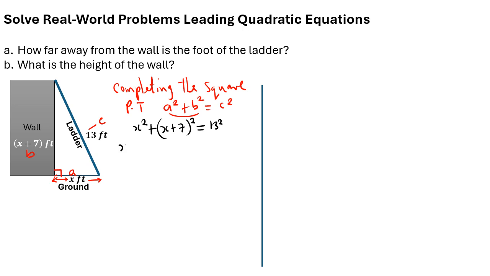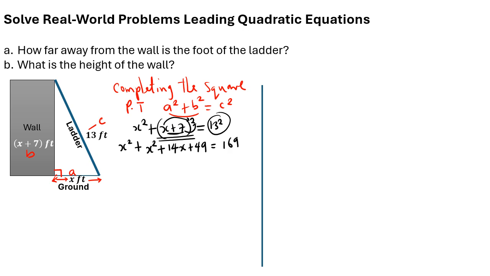So from here I have x squared plus, and there's a quick way to expand this expression. A quick way to expand that is to do x squared. Then I'll do x times 7, which is 7x, and then I'll double that. This is a quick way to expand that. So it'll be 7 times x times 2, that'll be 14x. And then next I'll take 7 and square that as well, 7 times 7, and that'll be 49. Done. And 13 squared is going to be 169.